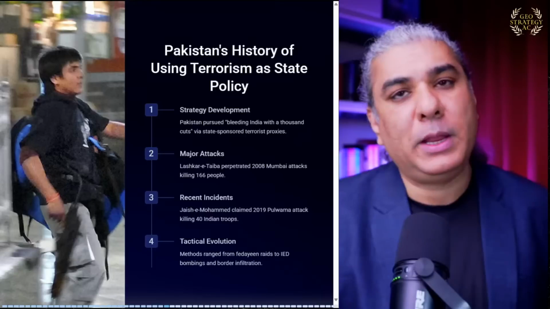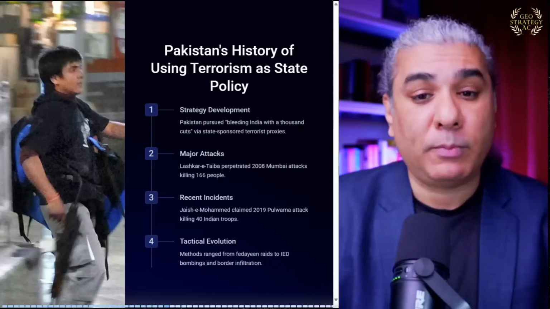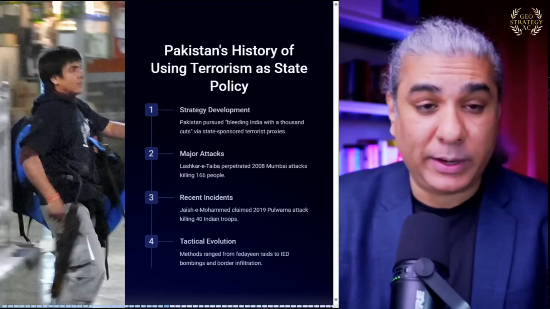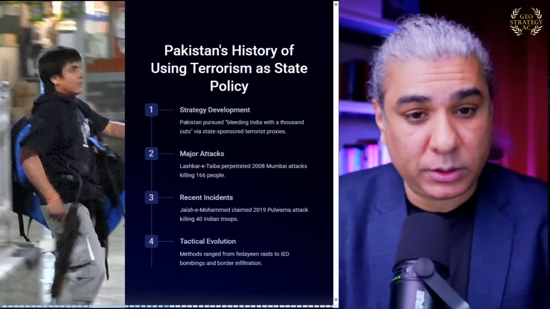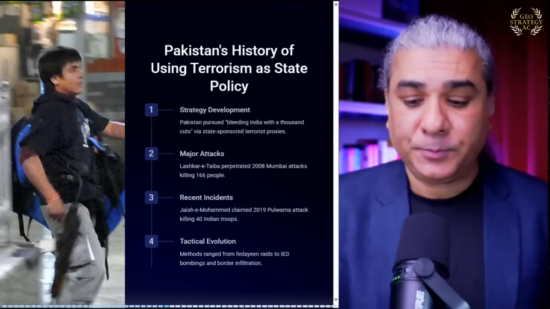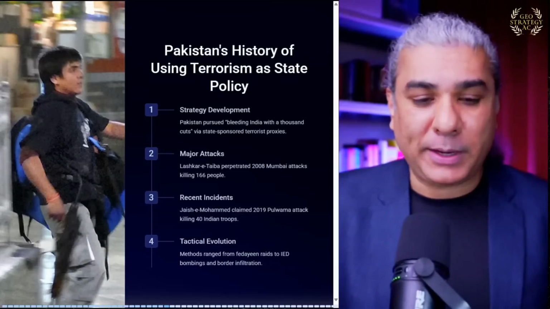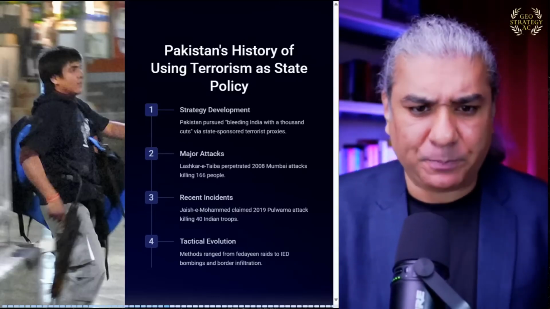And we've had so many major attacks in India. The most visible of these was the 2008 Mumbai attacks, which killed 166 people at least, maybe more. Lashkar-e-Toiba was the terrorist organization that did that. One terrorist was captured, Ajmal Kasab, who you see on the screen. And that's how everything came out, the Pakistani involvement and all that. And I've discussed that in the past. I discussed that yesterday as well.